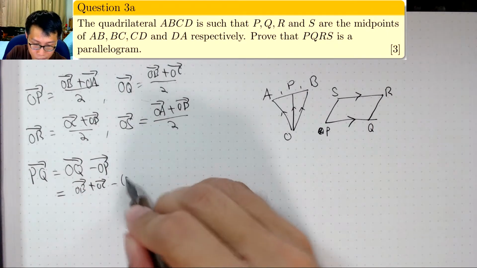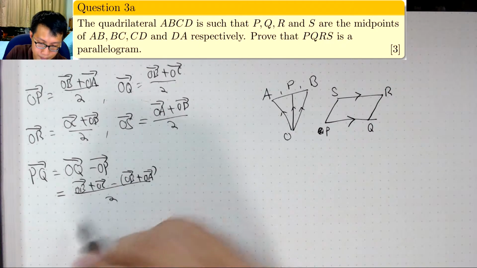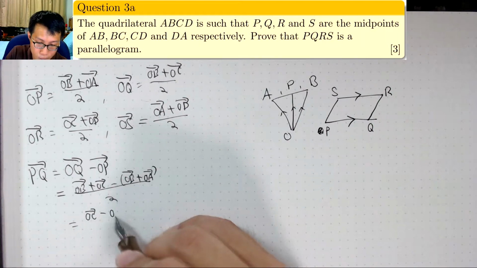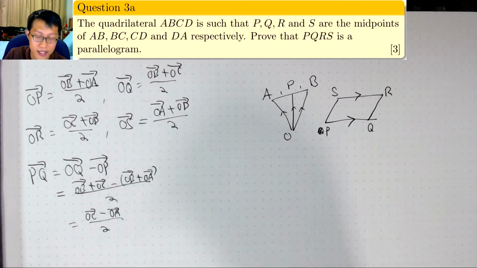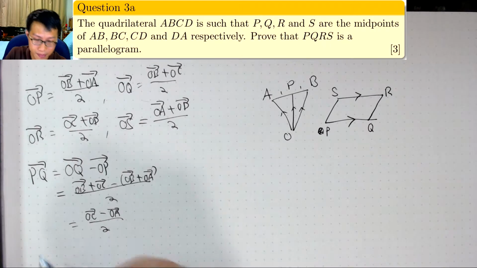So minus OB plus OA, the whole thing over 2. OB cancels out, leaving us with (OC minus OA) over 2. And this is as simplified as we can go for PQ. Now let's do the same for SR.